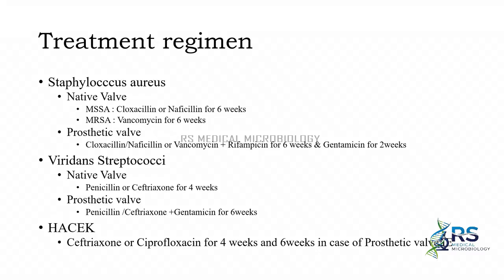Treatment-wise, you have Staphylococcus aureus. If it's a native valve and a methicillin-sensitive Staph aureus, go with cloxacillin or nafcillin for 6 weeks. If it's MRSA, straight away go for vancomycin for 6 weeks. If it is a prosthetic valve, then you can add on rifampicin for 6 weeks and gentamicin for 2 weeks.